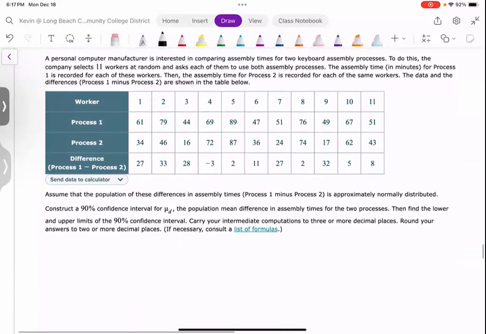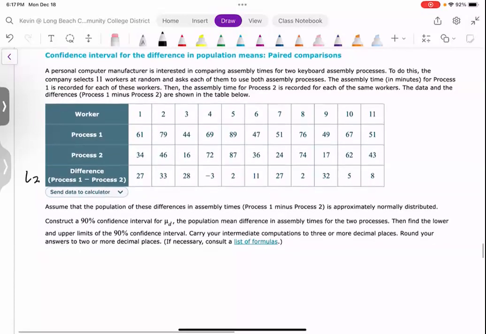Now I have put this information into list 2 for my calculator. You may need to take some time to put that into yours. Here we go. A personal computer manufacturer is interested in comparing assembly lines for 2 keyboard assembly processes. To do this, the company selects 11 workers at random and asks each of them to use both assembly processes. The assembly time in minutes for process 1 is recorded. Then the assembly time for process 2 is recorded. The data is shown below.